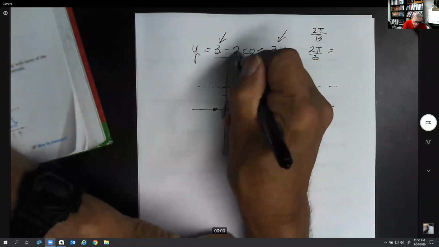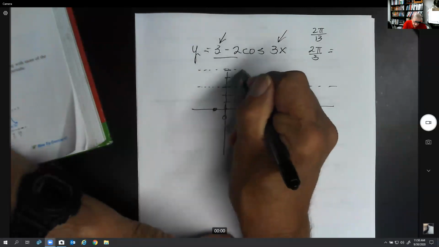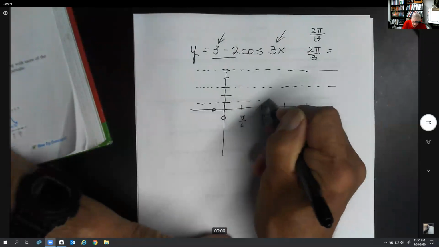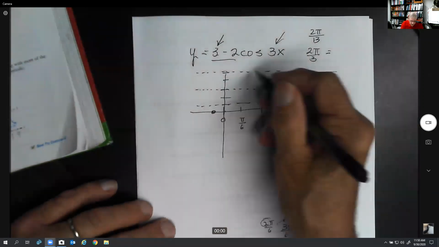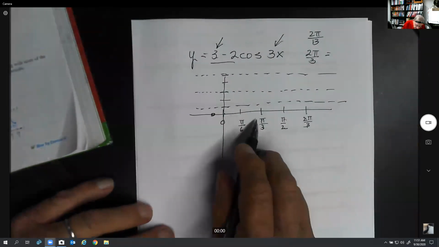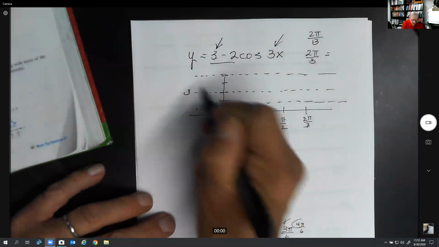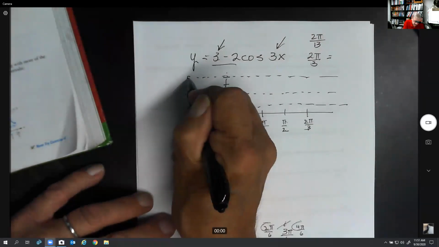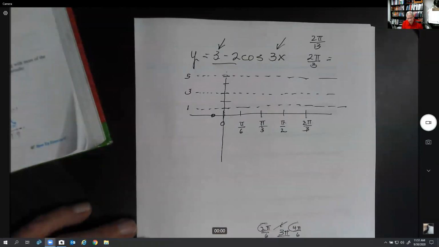And now this number means we're going to go up to, let's make a dashed line there, and then down to. So our graph is kind of floating in space. It's going to be floating up here. It's been raised up. So the 3 becomes our new center line. And then we count up 2 units and down 2 units. So this is actually going through the number 5, and this is going through the number 1.